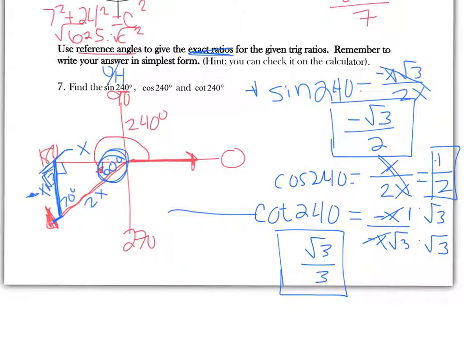When I'm putting that in my calculator, there is no cotan button. You must do 1 divided by tan 240. And you get 0.57735, something, something. So then I say, well, is that the same answer as root 3 over 3? And it is. So we know we've done it correctly.